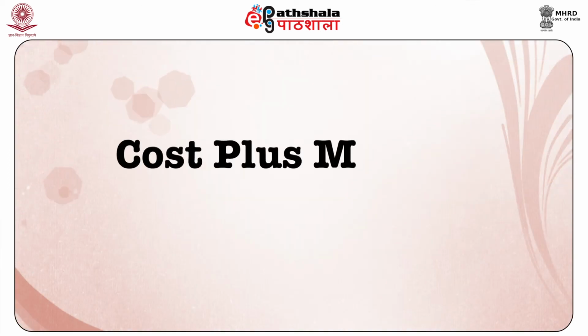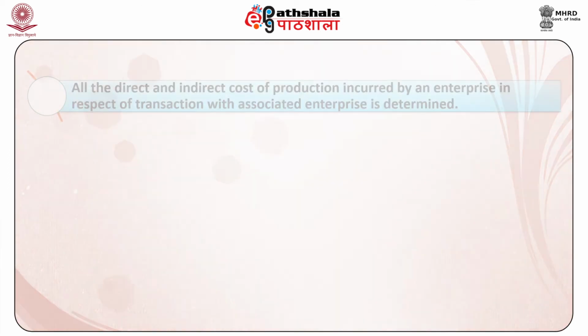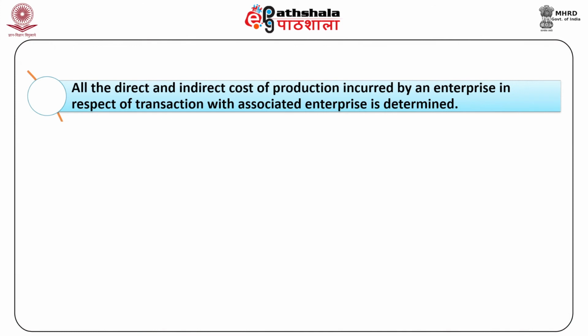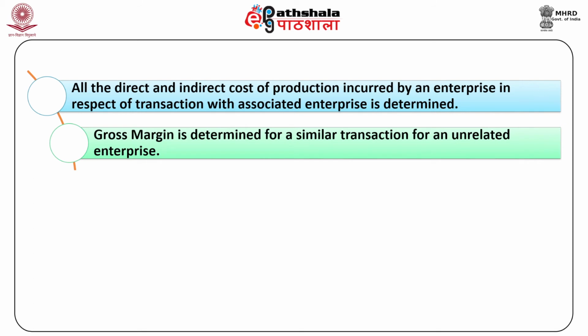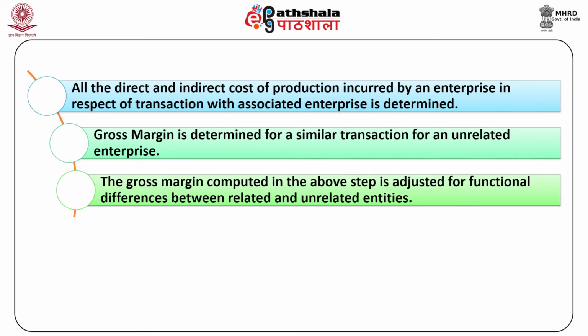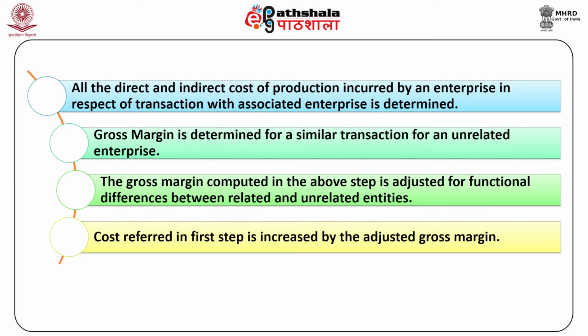The third method is the cost plus method. Here, first, all the direct and indirect costs of production incurred by an enterprise in respect of the transaction with an associated enterprise are determined. Secondly, gross margin is determined for a similar transaction for an unrelated enterprise. Thirdly, the gross margin computed in the above step is adjusted for functional differences between related and unrelated entities. Fourth, the cost referred to in the first step is increased by the adjusted gross margin.